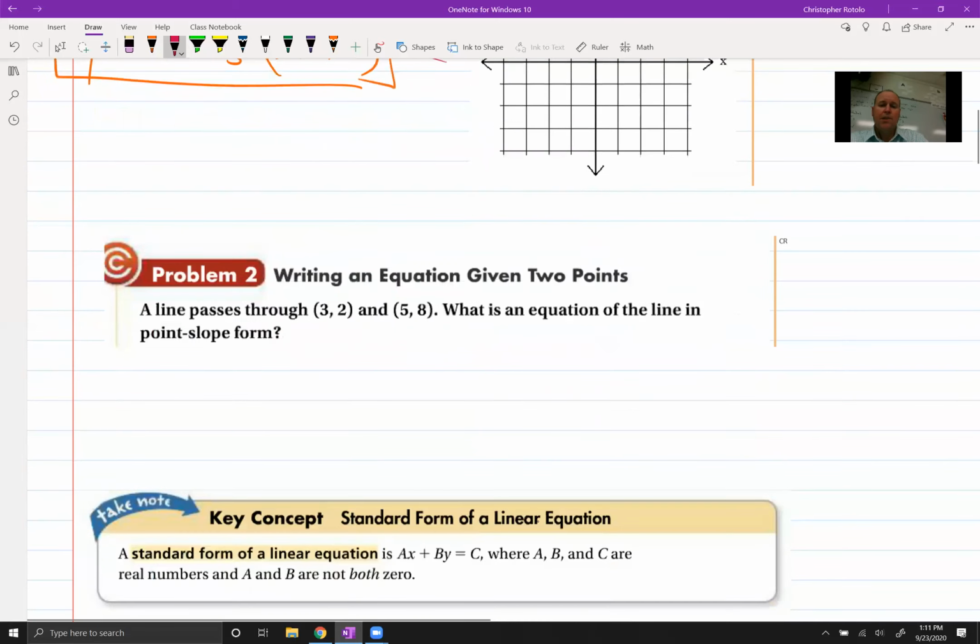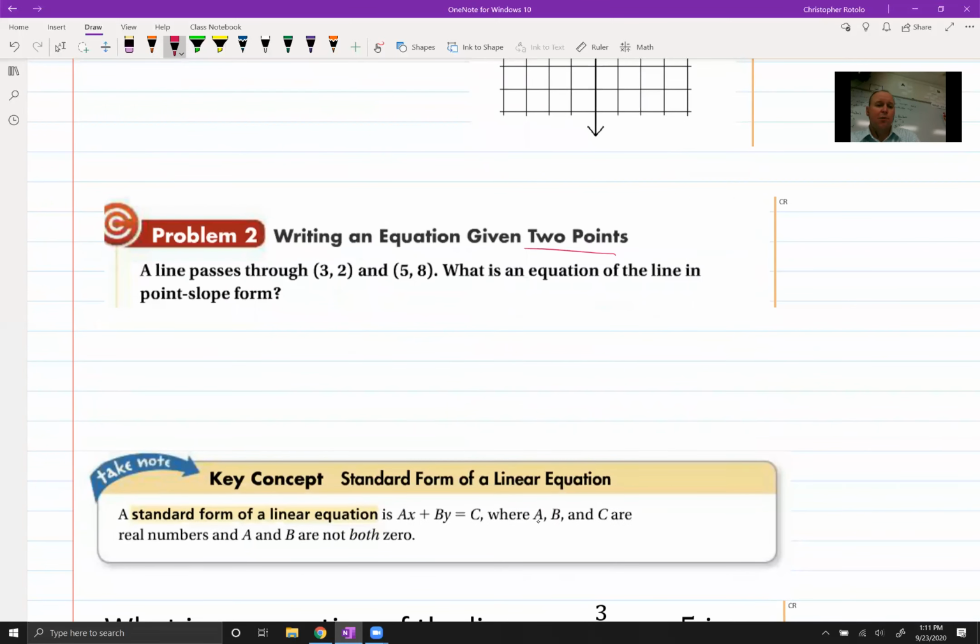All right, we're gonna write the equation given 2 points. So this time I give you 2 points, but we're missing that slope, right? You're like, what are you doing, Mr. Rotolo? I wanted a slope. This is gonna be so easy. All right, that's okay. You know how to find the slope. Yeah, you do. Don't argue with me.